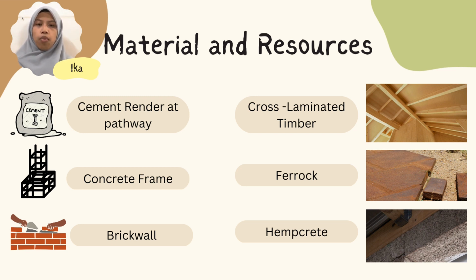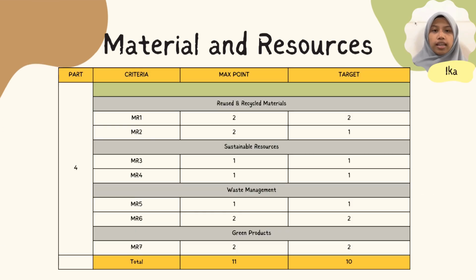Moreover, in our design we have a pathway at the courtyard, so we are going to choose Perox as our material, and lastly, to replace brickwork, we use hempcrete, which is more green than brickwork. For storage of recycled items, we will dedicate an area of the site to store waste material. With the design that I have mentioned before, we target to score 10 out of 11 marks.